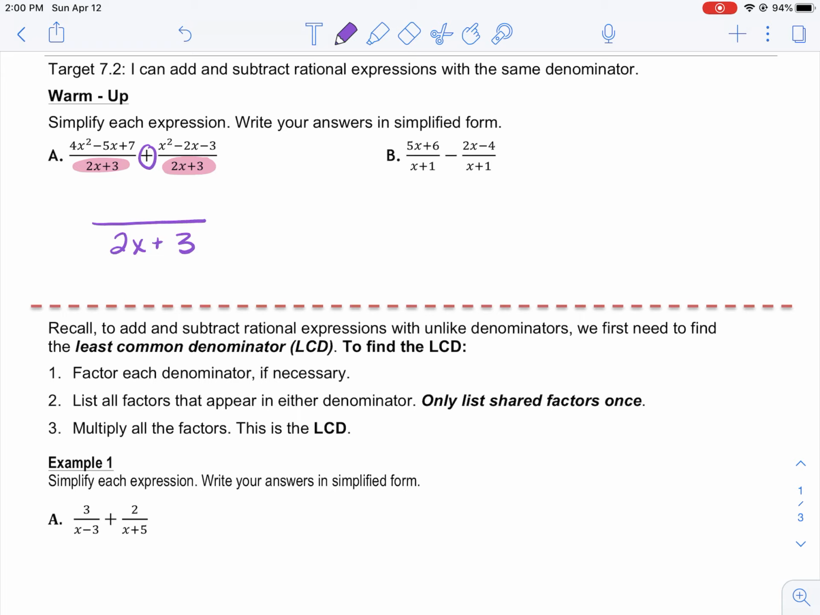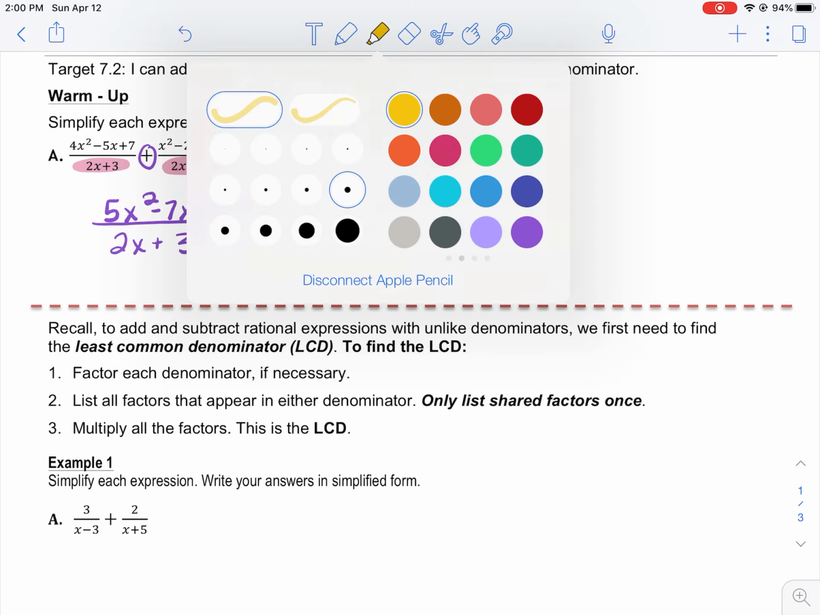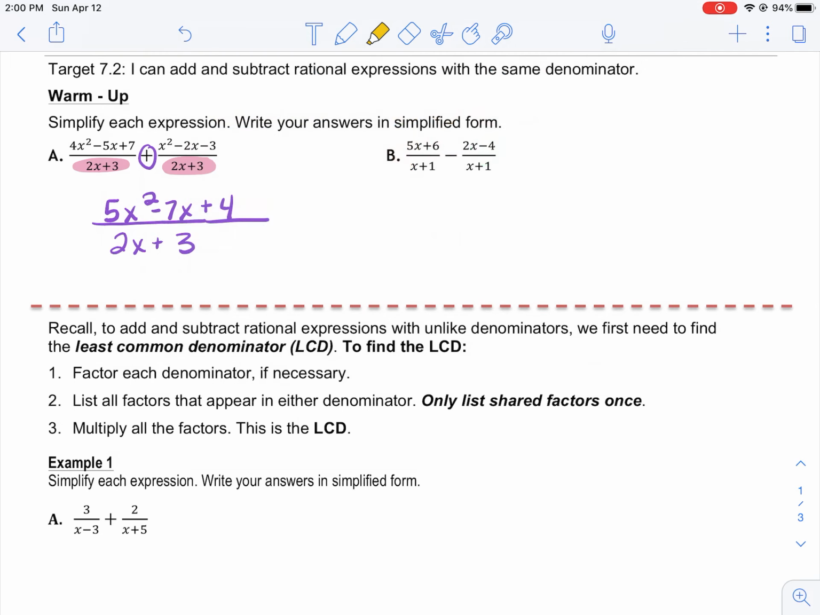So we have to put like terms together. We have 4x squared plus x squared, which is 5x squared. And then we have negative 5x plus negative 2x, so that's going to give us minus 7x. And then the last set of like terms, we have a 7 plus negative 3, which is positive 4. And so our first answer is just 5x squared minus 7x plus 4 all over 2x plus 3.